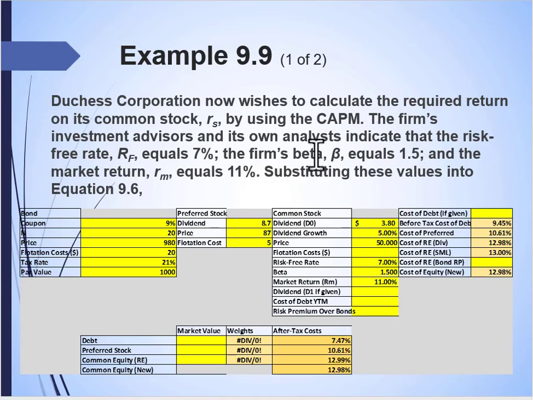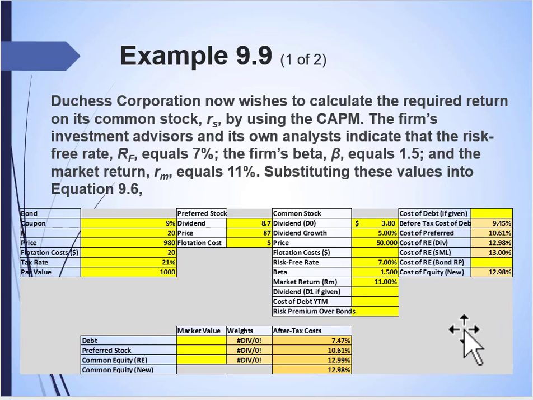Now we also can incorporate the capital asset pricing model information. So that's plugged in here. Risk-free rate 7, beta is 1.5, and we're saying that the market has an average rate of return of 11. So now here we look at the cost of retained earnings, security market line, 13%.